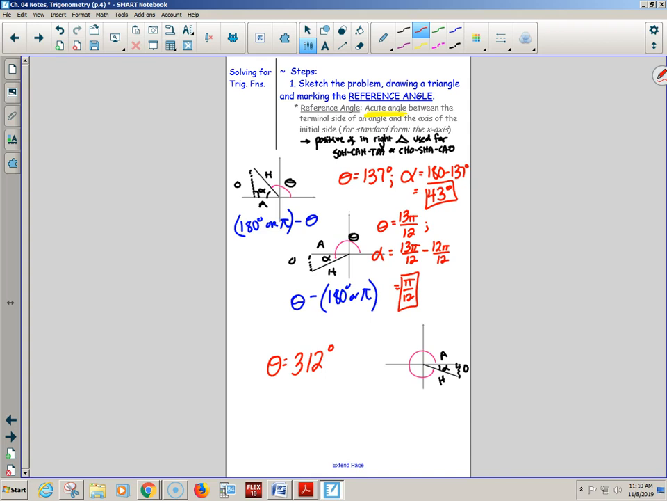It changes. It's not 180 anymore. He's over here by the 360 line. So I'm going to do 360, or, ooh, what is that in radians? 2 pi. So here's how to find my reference. 360 minus 312? 48, yeah?